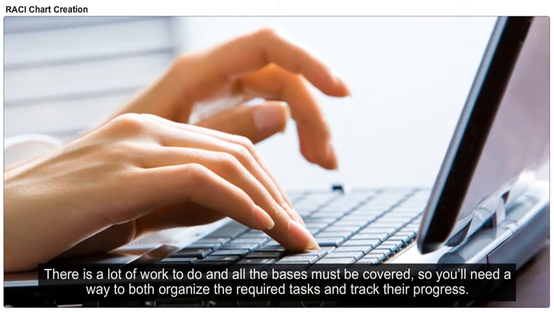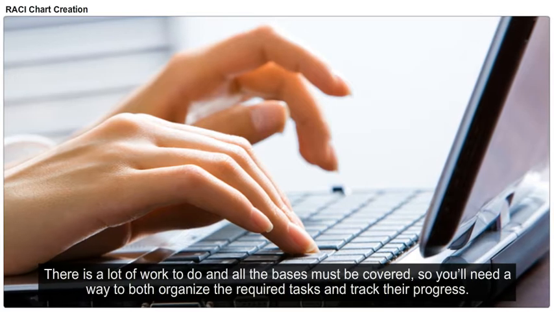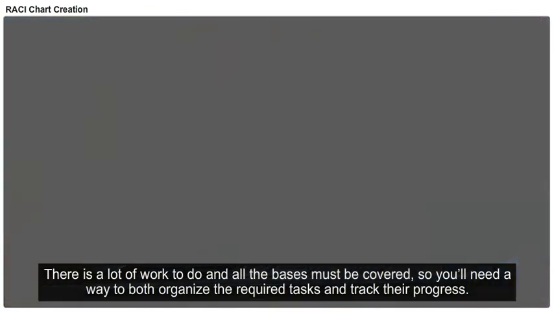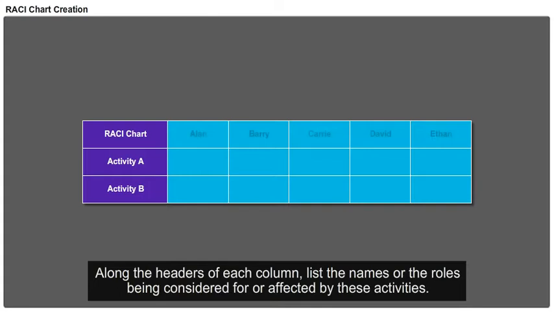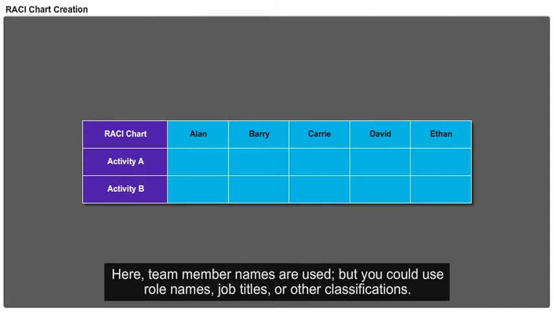So you'll need a way to both organize the required tasks and track their progress. One use of the RACI chart is to map out the activities related to the effort and list them in rows. Along the headers of each column, list the names or the roles being considered for or affected by these activities. Here, team member names are used, but you could use role names, job titles, or other classifications.